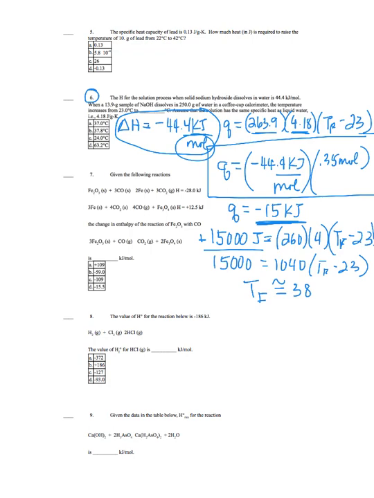Because we're going from heat of reaction to heat of solution, the sign is going to change. And so we end up having 15,000 kilojoules is equal to our mass times our specific heat times our delta T. I rounded those to easier numbers to be able to do the math. So 15,000 is equal to 1,040 times our delta T. And so solve for that. We can find that our final temperature is somewhere around 38.